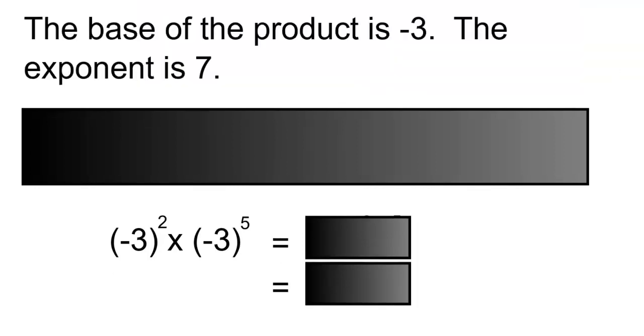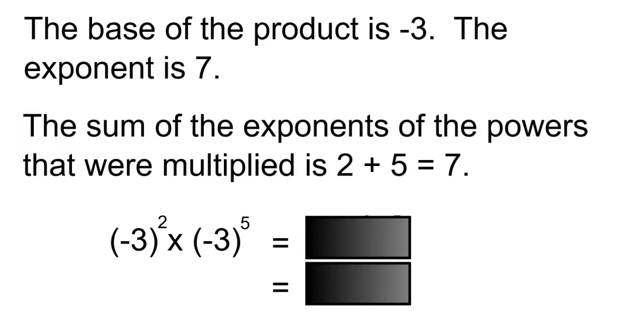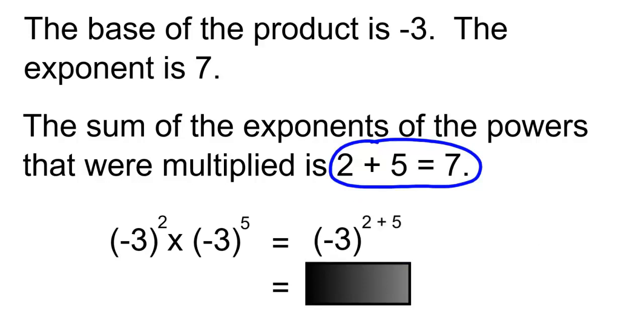The base of the product is negative 3 and the exponent is 7. The sum of the exponents of the powers that were multiplied is 2 plus 5, which is equal to 7. So therefore, negative 3 to the 2 times negative 3 to the 5 can be written as negative 3 to the 2 plus 5, which can then be written as negative 3 to the 7.